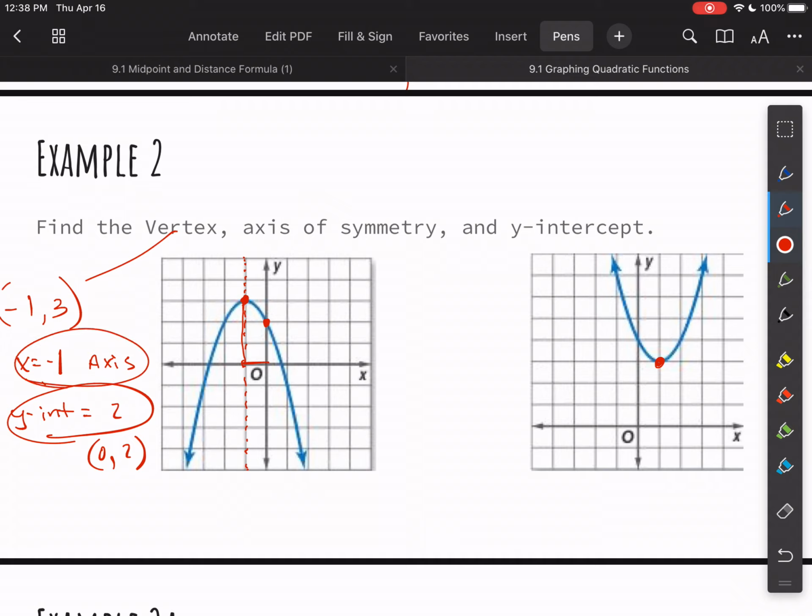Let's go ahead and pause the video and see if you can do the second one here by yourself. And then start the video back up and see how you did. So for the second one here, the vertex is going to be at 1, 3.